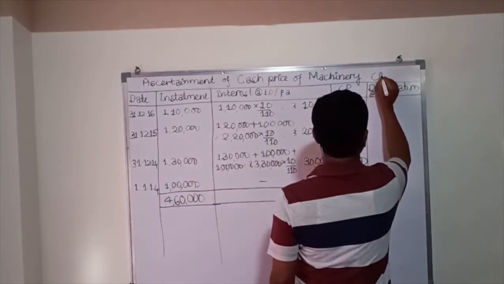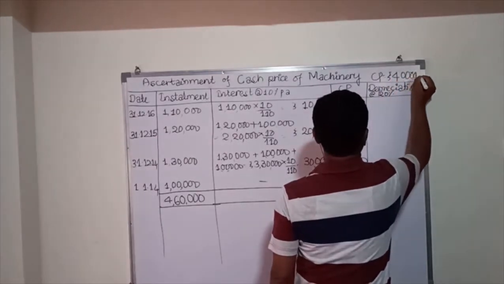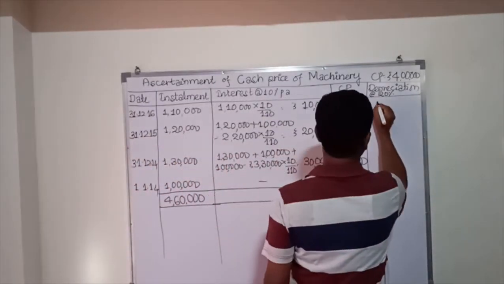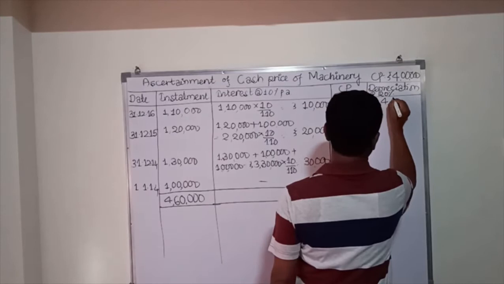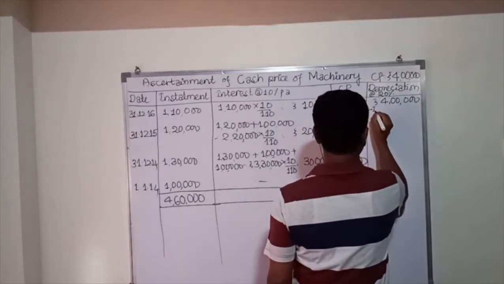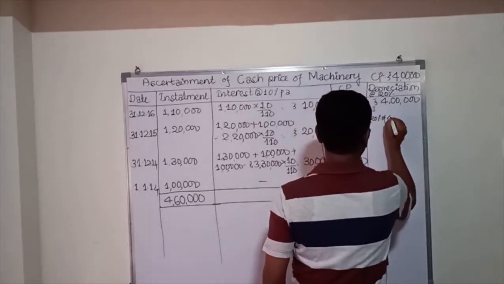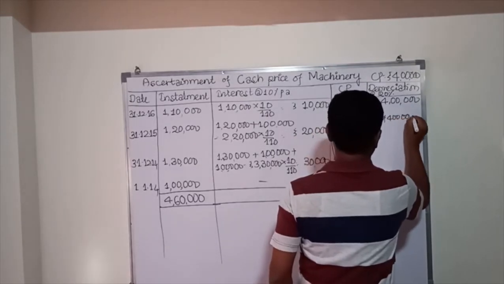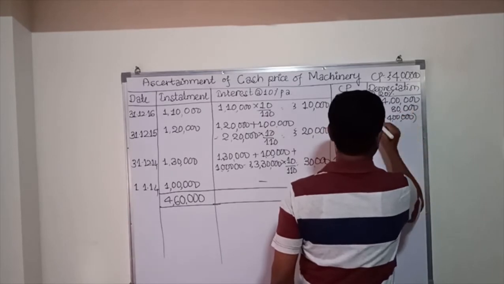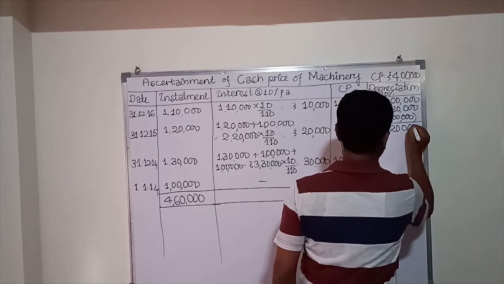So now we have arrived at rupees CP as rupees 4 lakhs here. And remember here the depreciation is always calculated on the cash price. So rupees 4 lakhs minus depreciation for the first year, which is given as 20% of rupees 4 lakhs, that comes to rupees 80,000. So the difference here is 3,20,000 here.